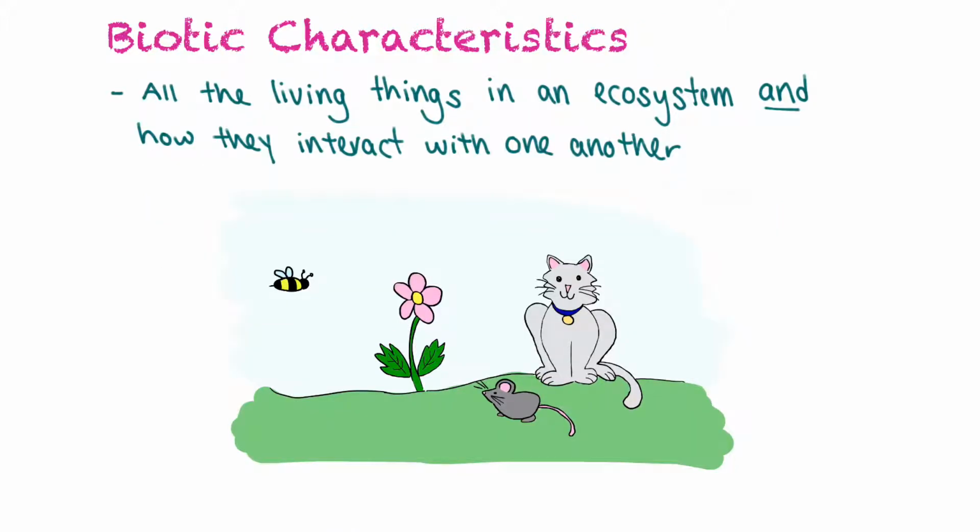Biotic characteristics are all the living things found in an ecosystem, and additionally how they interact with one another. So if you see in this picture, we have some plants, we have some insects, we have some mammals and so on. They're all interacting with one another, sometimes positively, and sometimes the interaction might be positive for one organism but negative for another.